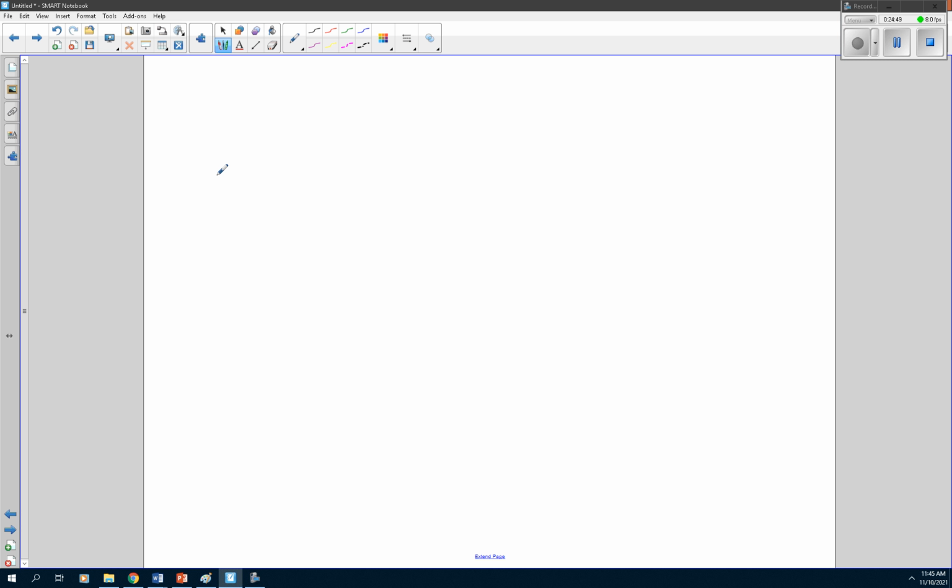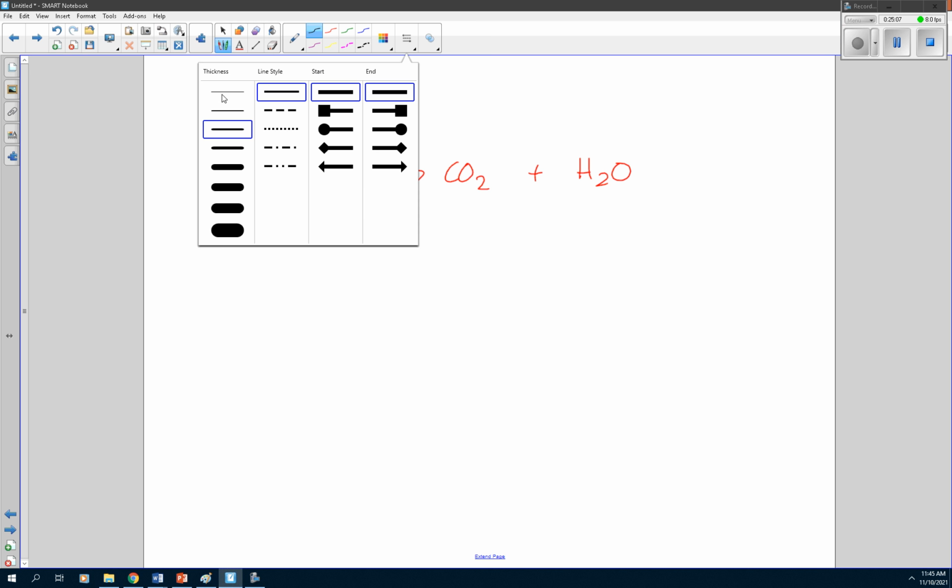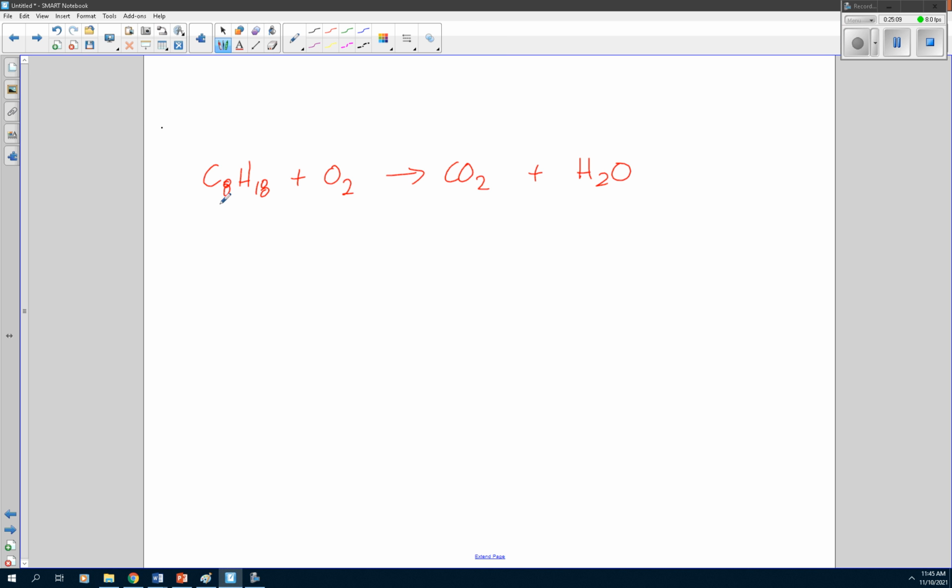So take something like C8H18, that's octane, and I'm going to combust it with oxygen to make carbon dioxide plus water. Now I want to try to balance this on the fly. I have 8 carbons to start with, so I'm going to put 8 here. That'll fix my carbons, and then I have 18 hydrogens. To get 18 hydrogens over here, I'd have to put a 9.